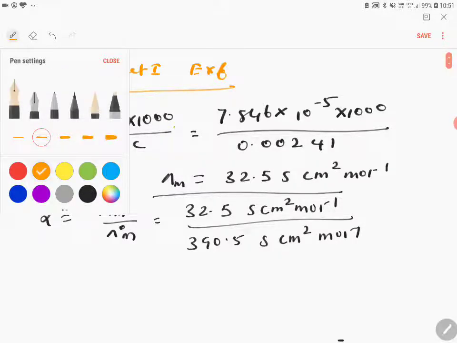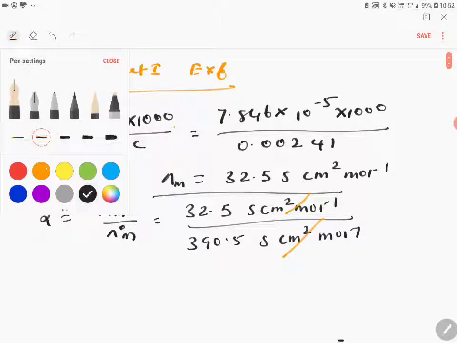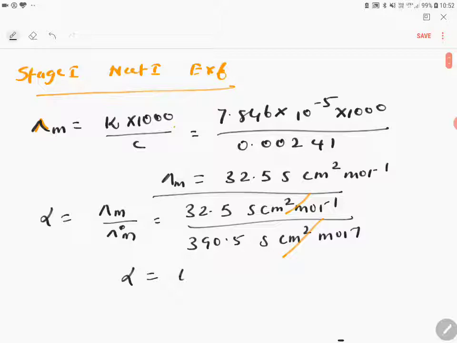Now here the units get cancelled. Therefore, we are having alpha is equal to 0.083. So this is the second step. So we have to go step by step.